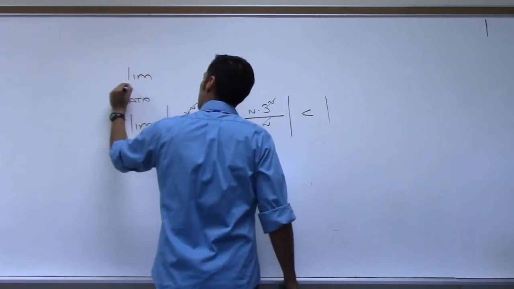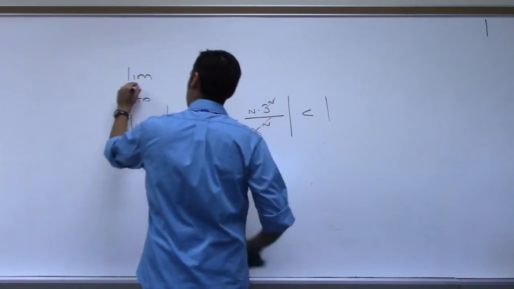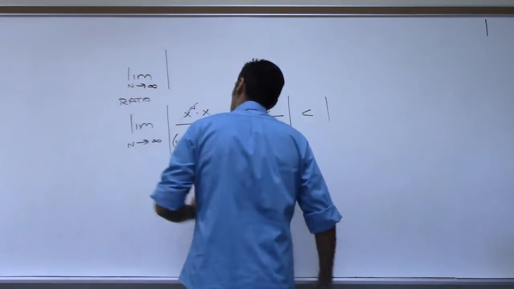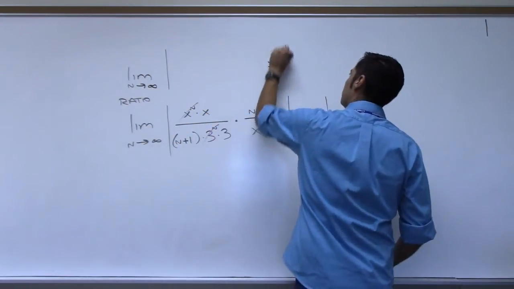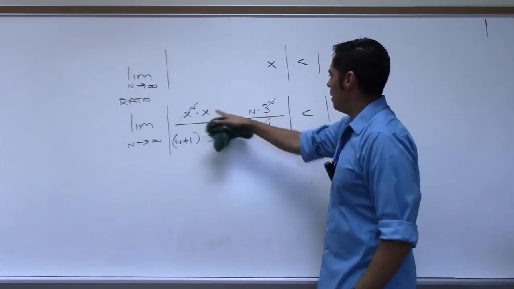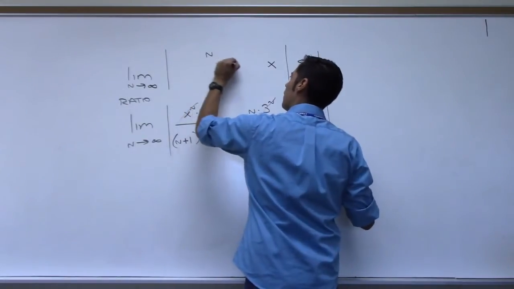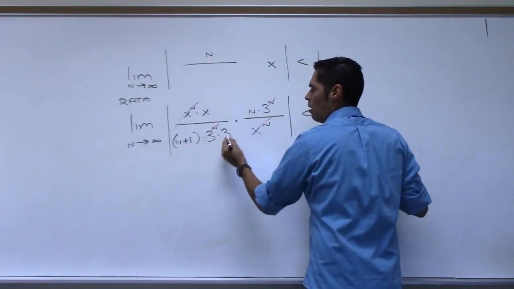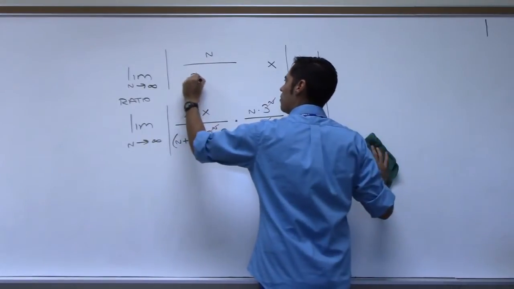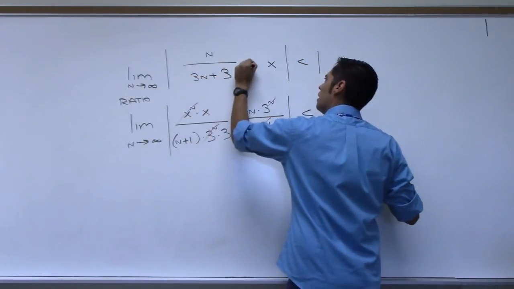Limit, n goes to infinity. All right, let me put my x down here, and then I have an n on top. And on the bottom, I have n plus 1 and 3. I'll distribute the 3 through: 3n plus 3. It's multiplied.